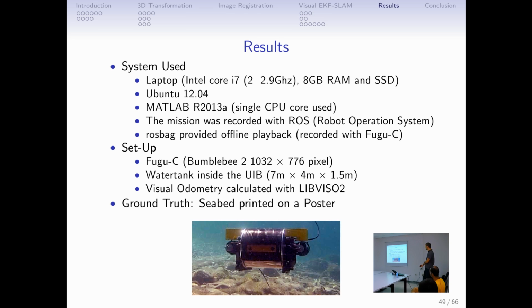For the visual odometry, I was using a library called libviso2, and the ground truth we were collecting because we put a poster inside the water tank, so we can easily measure how the robot was moving.